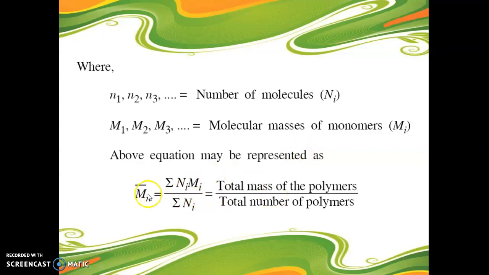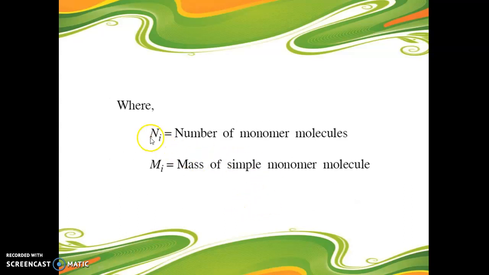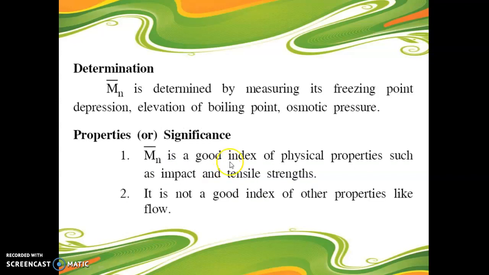So it is a formula. Mn bar is equal to the total mass of the polymers divided by the total number of the polymers, where Ni is the number of monomer molecules and Mi is the mass of the simple monomer molecules. The number average molecular mass is determined by measuring freezing point depression, elevation in boiling point, and osmotic pressure. Mn bar is a good index of physical properties such as impact and tensile strengths. It is not a good index of other properties like flow.